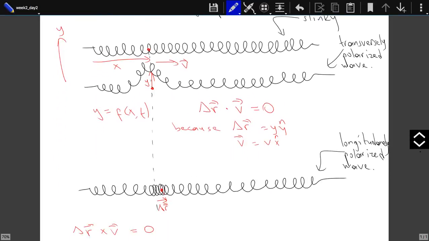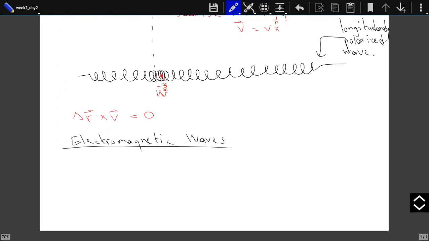Now for simplicity, let's start with vacuum. Next week, we will look at what happens. Can we have electromagnetic waves in medium? But for today, let's start with vacuum. Now, what are the equations? Let's just remember our Maxwell's equations.